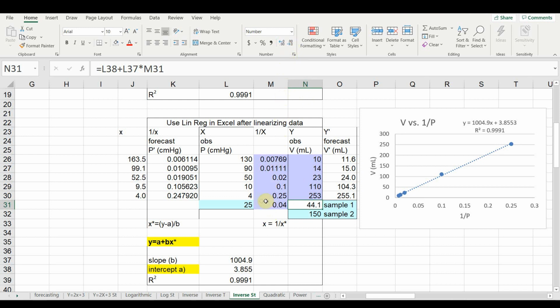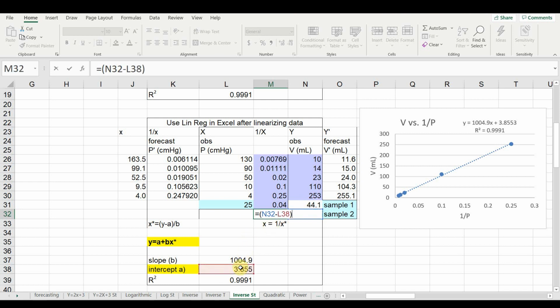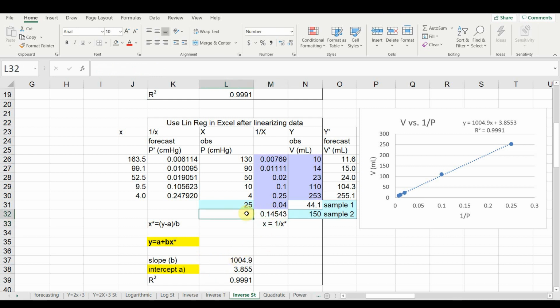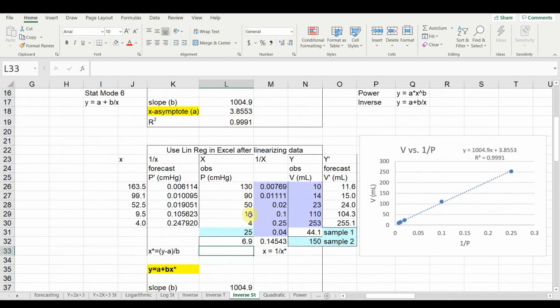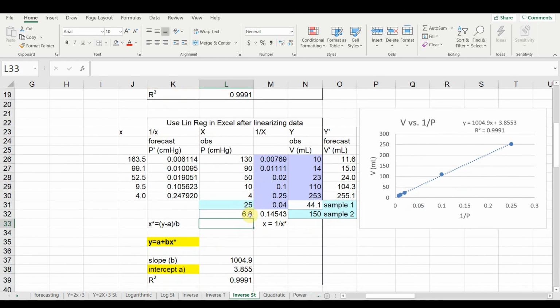How about forecasting the x value that corresponds to a measured volume of 150 milliliters? We'll use the equation x is equal to bracket y minus a, our intercept, close bracket, divided by b, the slope, enter. That's the inverse value of x. To get the actual value, it'll be equal to the inverse of that number, 6.9. How do those look? Yeah, pretty close. Okay, so there's a way to handle it on the calculator as well as Excel.